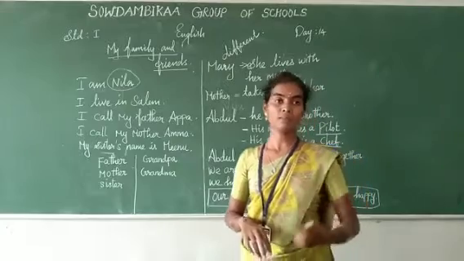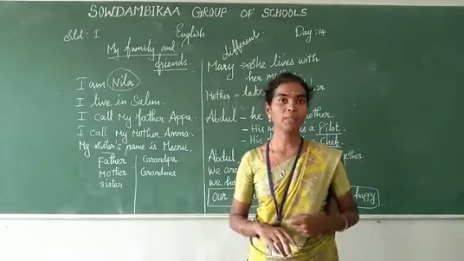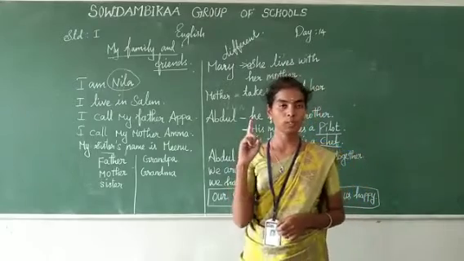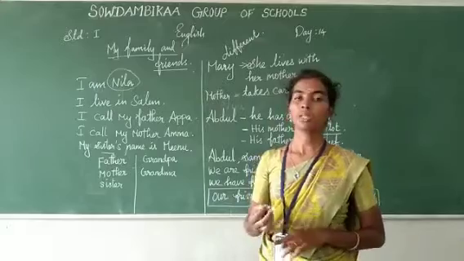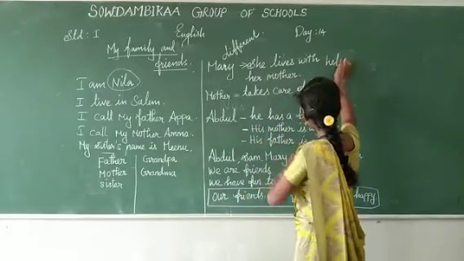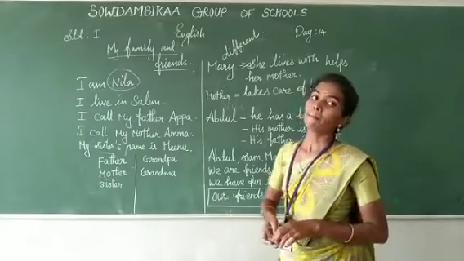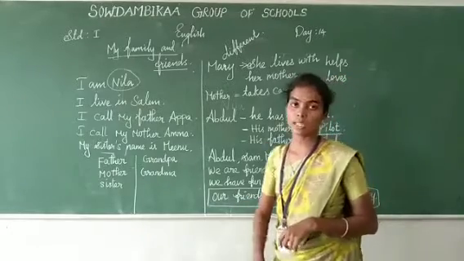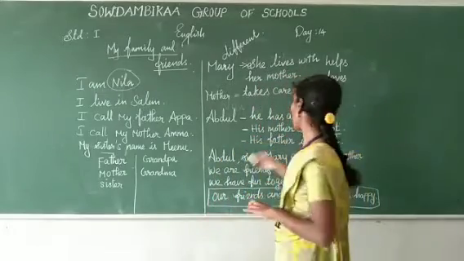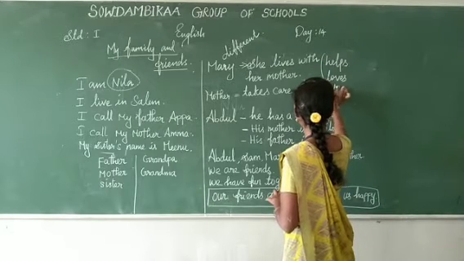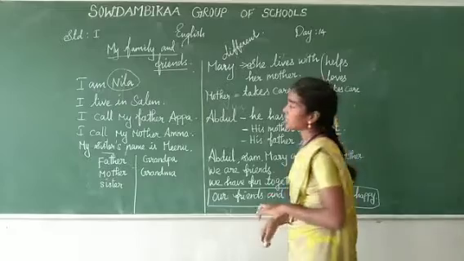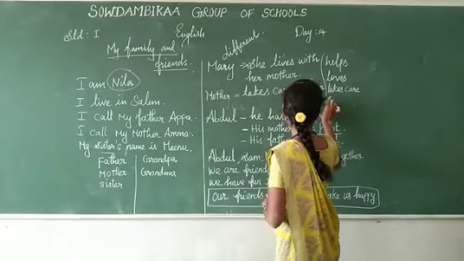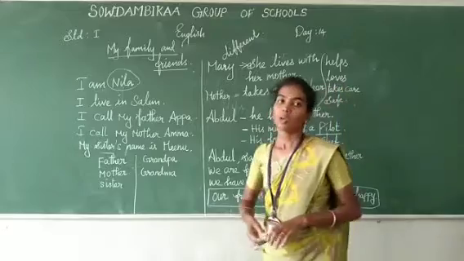Now I will say some words. Please listen carefully. My family helps me. What is the first point? My family helps me. Helps spelling, H-E-L-P-S, helps. The second thing is, my family loves me, L-O-V-E-S, loves. The third one, my family takes care. Takes, T-A-K-E-S, care, C-A-R-E, takes care. And the fourth point is my family keeps us safe, S-A-F-E, safe.